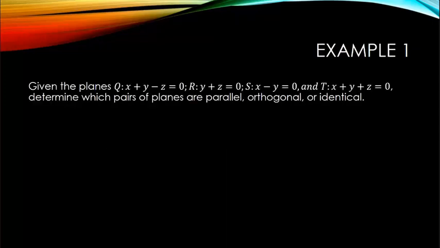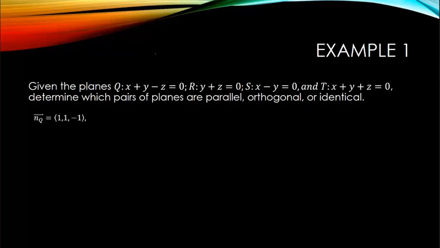Here's an example. I'm given the equations for planes where the plane Q has the equation x plus y minus z is equal to 0, the plane R has the equation y plus z is equal to 0, the plane S has the equation x minus y is equal to 0, and the plane T has the equation x plus y plus z is equal to 0. I want to determine which pairs of planes are parallel, orthogonal, or identical. The first thing I want to do is find the normal vector for each of my planes.